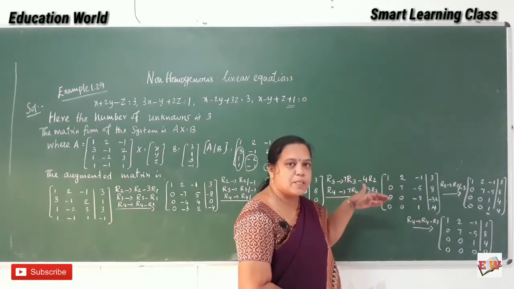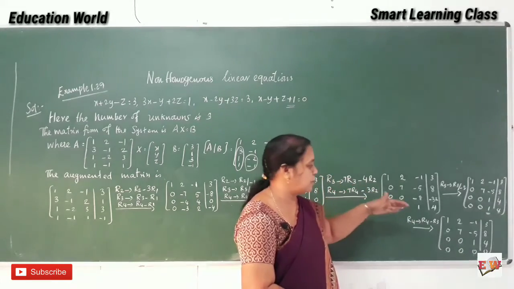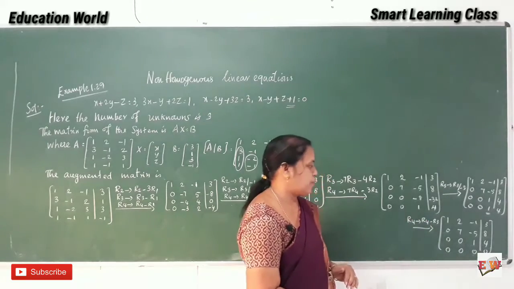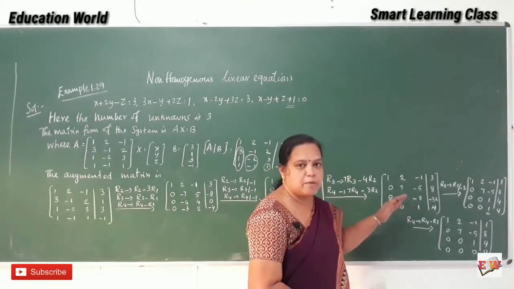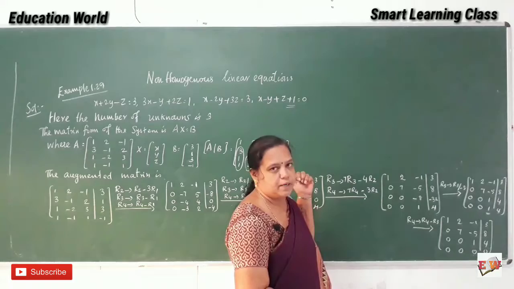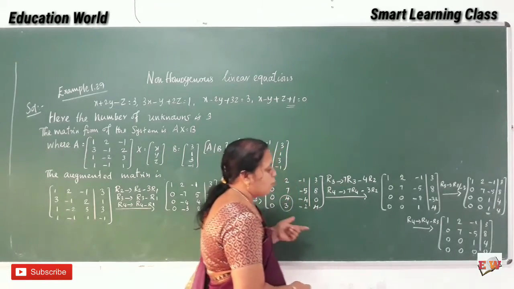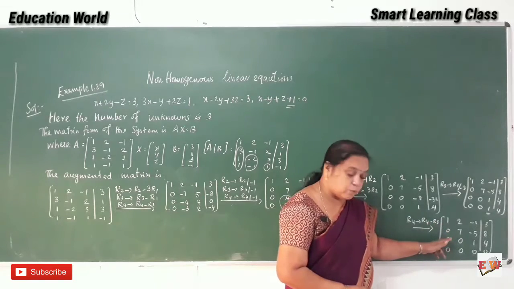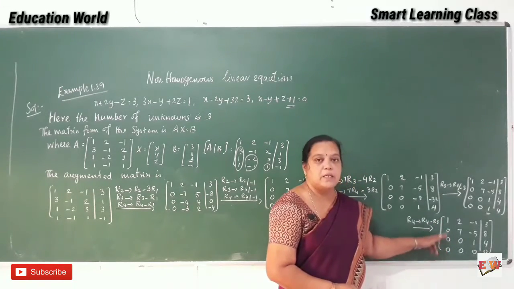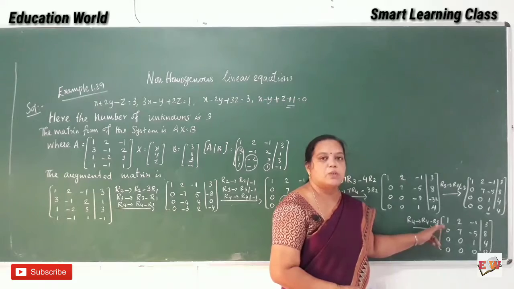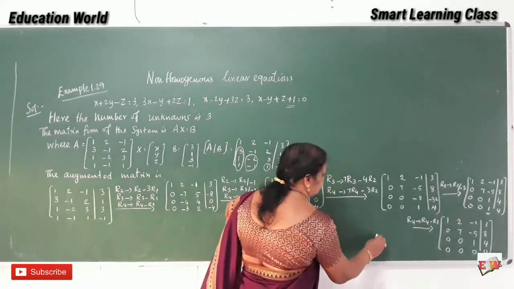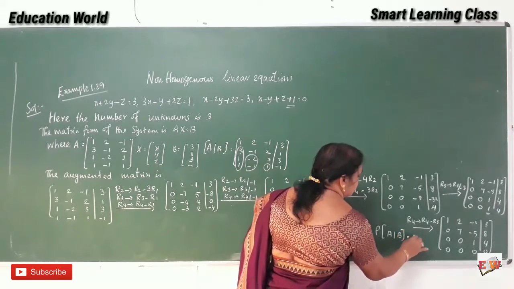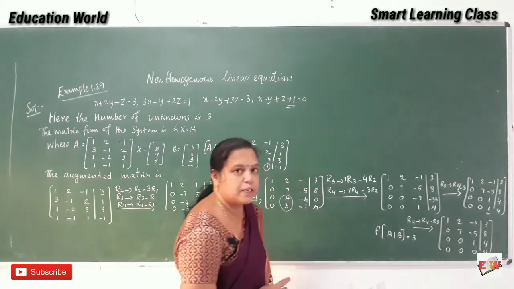We have reduced the augmented matrix into row echelon form. This is the equivalent matrix to the augmented matrix, isn't it? Here, 1 zero row is here, and 3 non-zero rows are here. So the rank of the augmented matrix is 3.